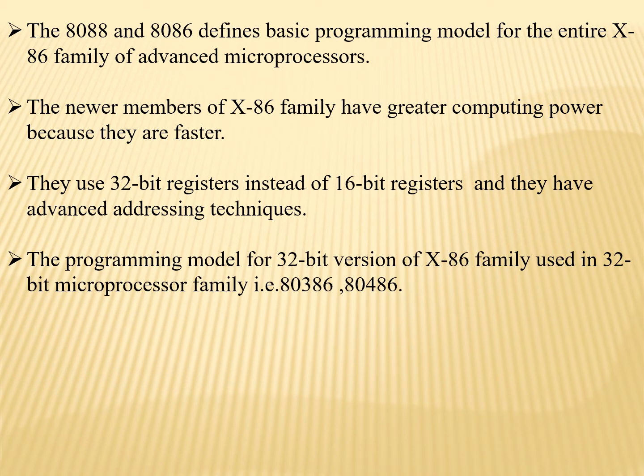The programming model for the 32-bit version of the x86 family is used in the 32-bit microprocessors, that is 80386 and 80486. So the 32-bit version was used only in these two base processors. The 80386 and 80486 are further classified into two versions: the 80386 SX model and the 80486 DX model. These were the two different models generated from 80386 and 80486.